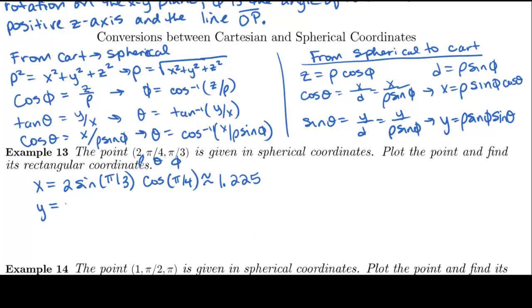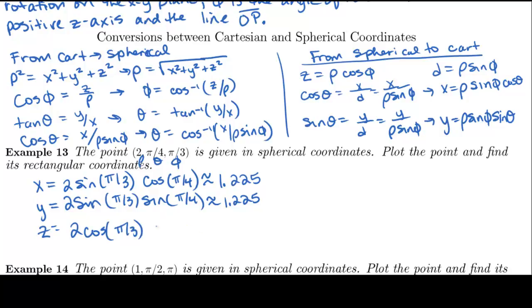Y, again, 2 times the sine. Y is a little bit easier because they're both sine. Pi over 3 times the sine of pi over 4. And this is also going to come out to 1.225. And then finally, z is equal to 2 times the cosine of pi over 3. Cosine of pi over 3 is 1/2, so we just get 1. So we always want to make sure we write our coordinates, again, x in the ordered triplet form. So we've got 1.225 for x, 1.225 for y, and then 1 for z.